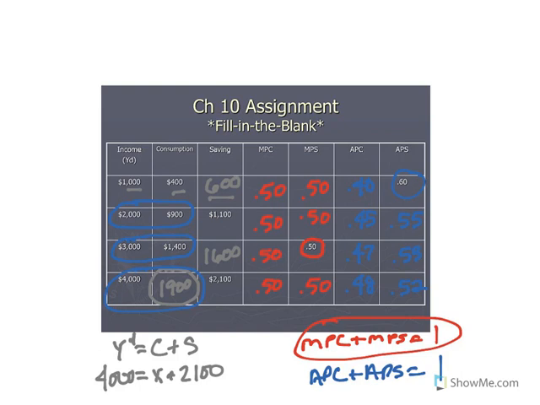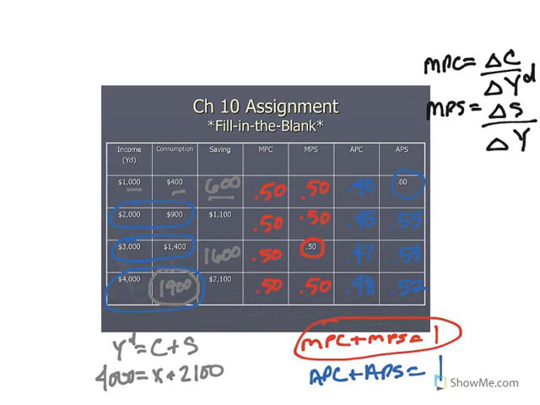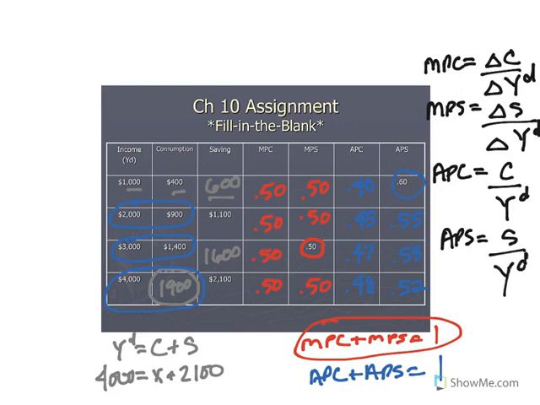So again, even though I use shortcuts a lot in this exercise, you also want to make sure that you do know the formulas in case you cannot utilize the shortcuts. So MPC is just going to be change in consumption divided by change in disposable income. MPS is going to be change in saving divided by change in disposable income. Your APC, that's just the average, so you just take consumption and divide it by disposable income. And the APS is just the average of savings, so saving divided by disposable income. And then, of course, your shortcut formulas are down here.